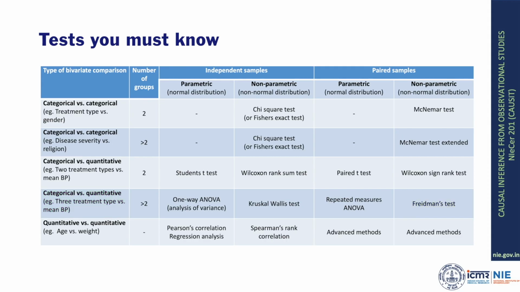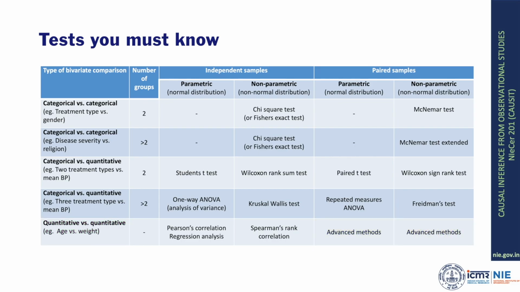And if it is a situation where you have paired samples, then you use repeated measures ANOVA if the continuous variable is normally distributed, and you use Friedman's test if the continuous variable is not normally distributed. And the final situation is a quantitative variable versus a quantitative variable. For example, age versus height, height versus weight, or something like that. Here the number of groups is not relevant because there are no categorical variables. If the samples are independent, you use Pearson correlation analysis or regression analysis if the variables follow normal distribution, or you use Spearman's rank correlation if the variables follow non-normal distribution. And if the samples are paired, then we go on to more advanced methods.